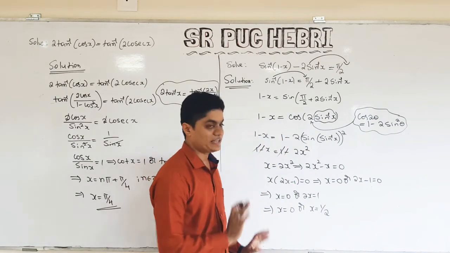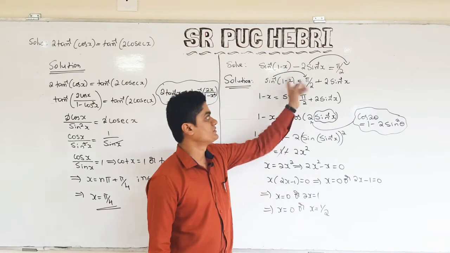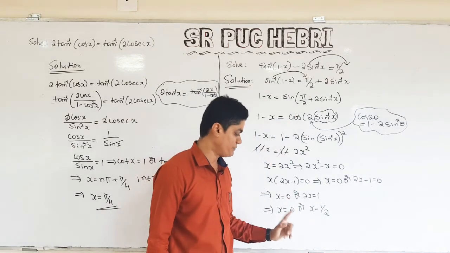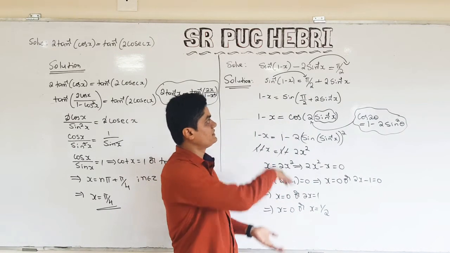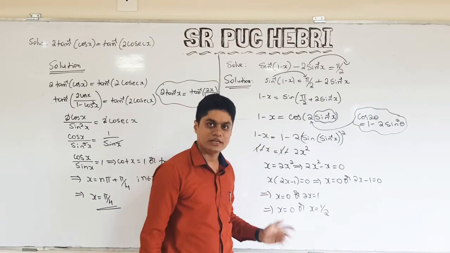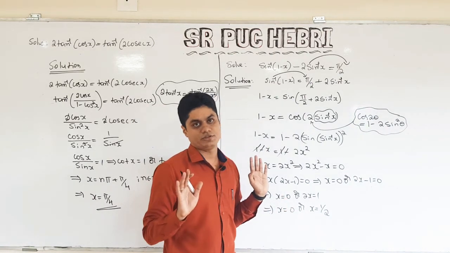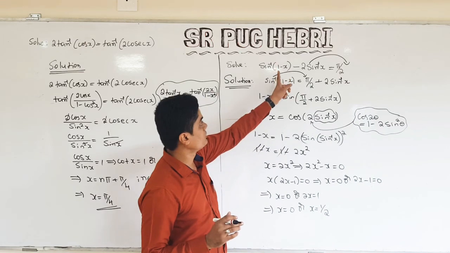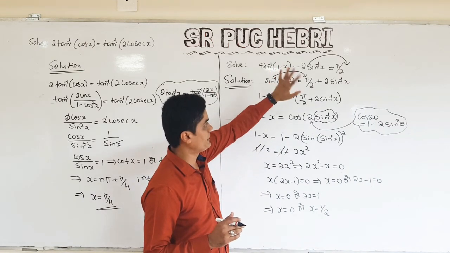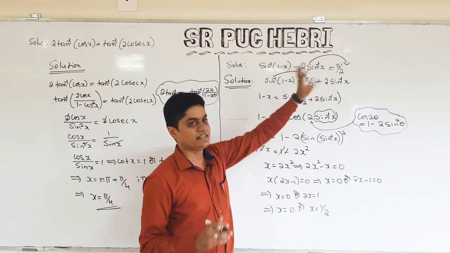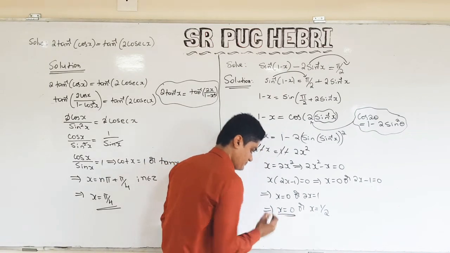Now you have to check whether both these two values satisfy or not. Sometimes it will happen that you may get these values from the given problem only, but they won't satisfy the expression. So you have to check. Put x is equal to 0. So what will happen? Sin inverse of 1 is pi by 2. Sin inverse of 0 is 0. So it satisfies. So this is in our answer list.